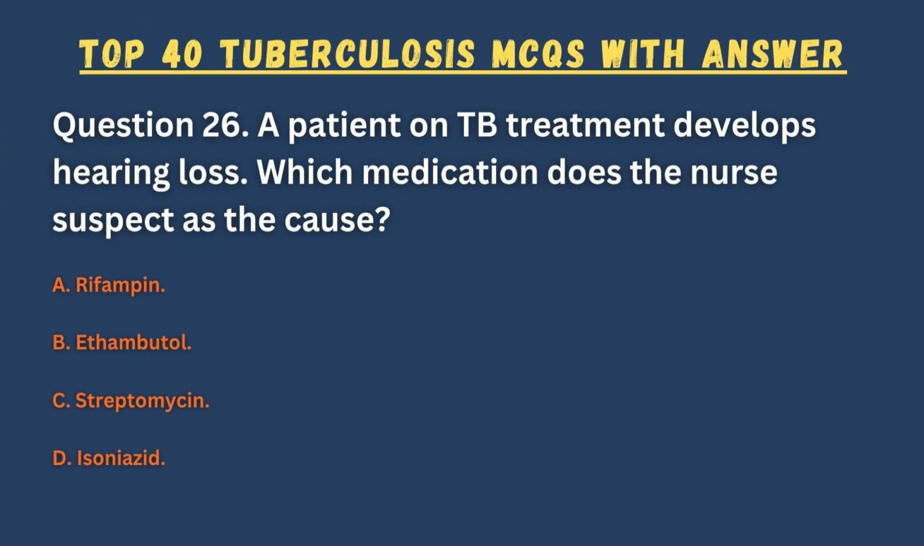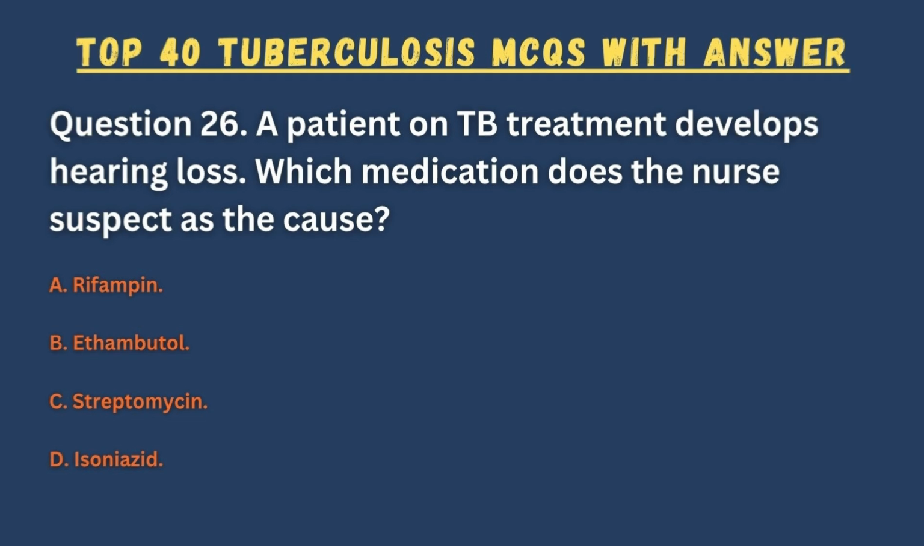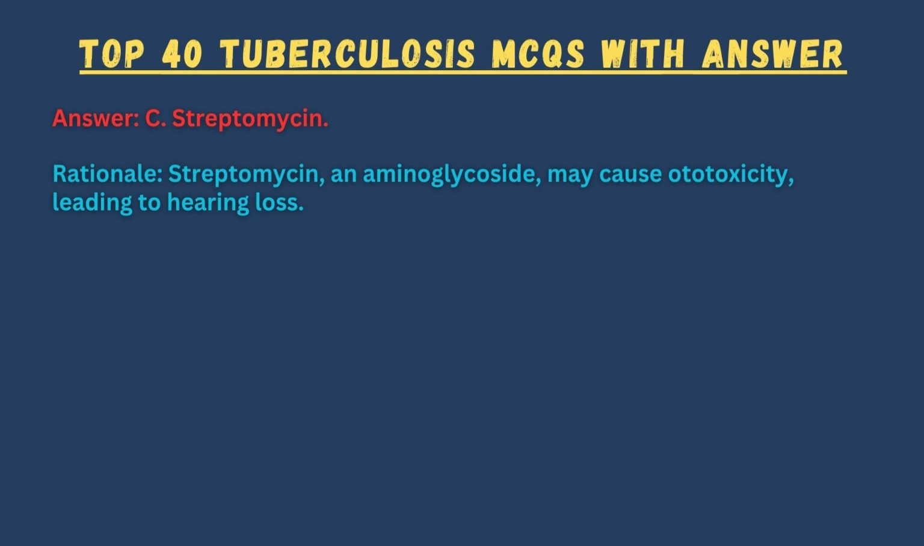Question 26. A patient on TB treatment develops hearing loss. Which medication does the nurse suspect as the cause? A. Rifampin. B. Ethambutol. C. Streptomycin. D. Isoniazid. Answer. C. Streptomycin. Rationale. Streptomycin, an aminoglycoside, may cause ototoxicity, leading to hearing loss.